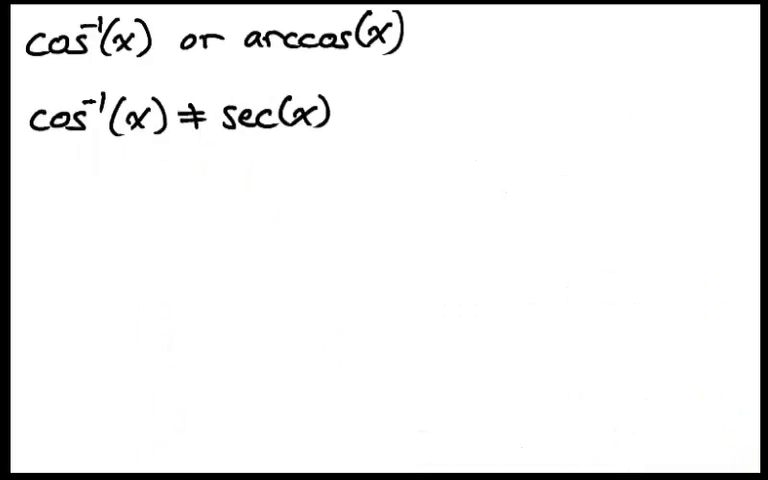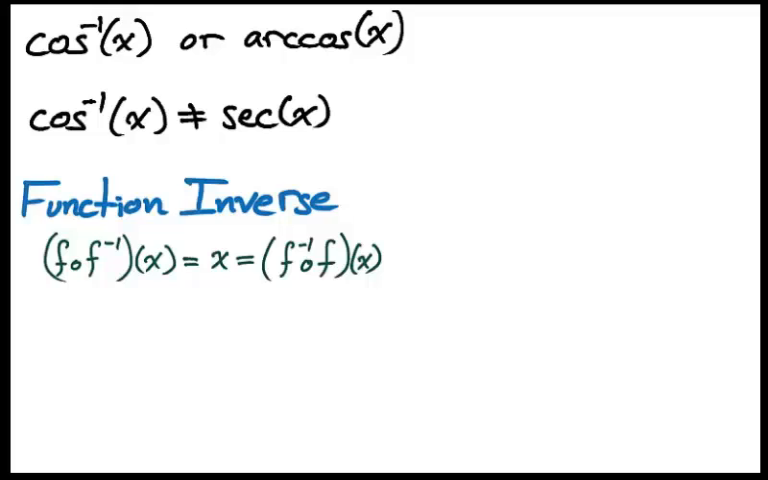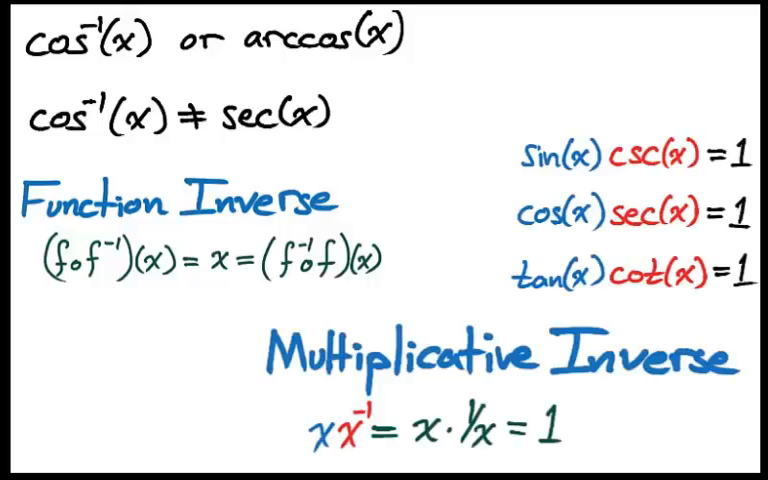A warning on notation. It is common to see the inverse trigonometric functions represented with an exponent of -1. This can be deceiving because we are interested in the function inverse, not the multiplicative inverse. The function inverse is a concept tied to composition. A function composed with its inverse, or the inverse composed with the original function, is the identity function x. The function inverse of cosine is written either as arc cosine or cosine inverse, which is not to be confused with the multiplicative inverse of cosine, 1 over cosine, which is the secant function.